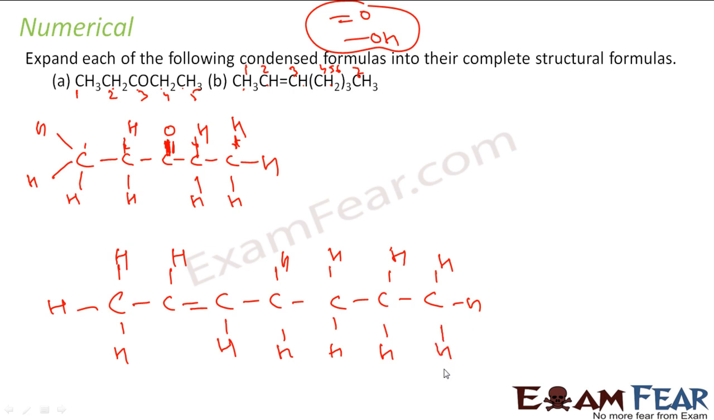This is the structure. Just confirm that each of the carbons has 4 bonds. The first carbon has 1, 2, 3, 4 bonds. The second has 4 bonds. The third has 4 bonds. Each of the remaining carbons also has 1, 2, 3, 4 bonds. That means my structure is correct.